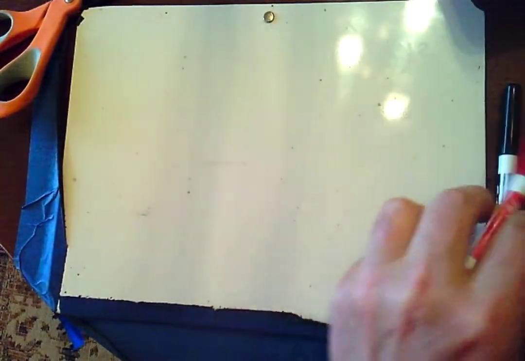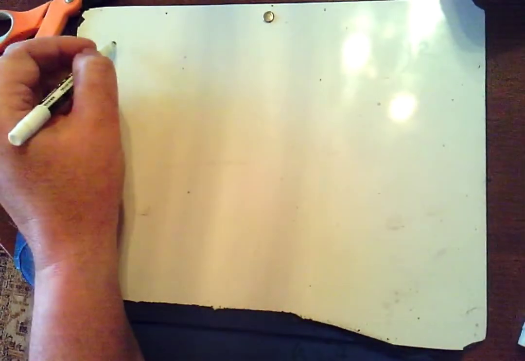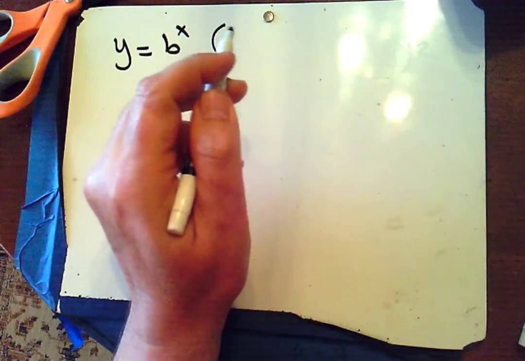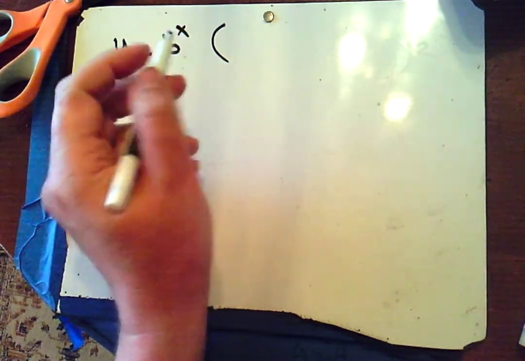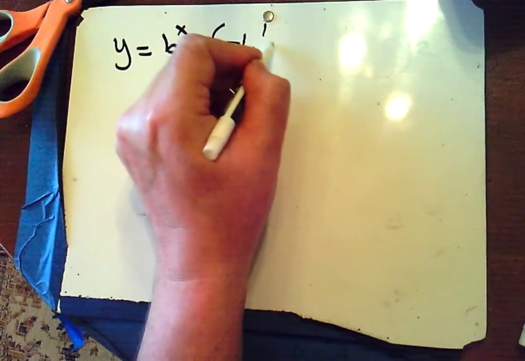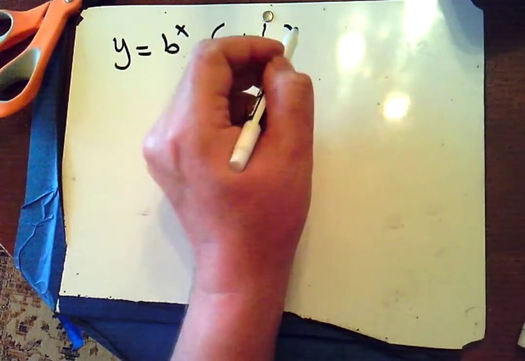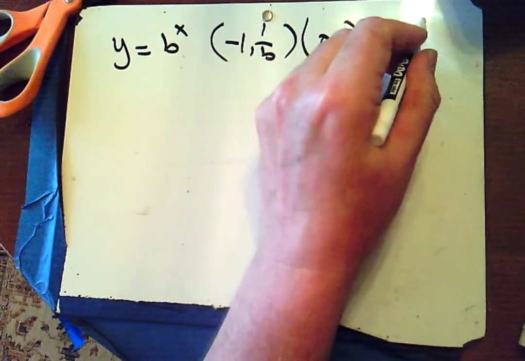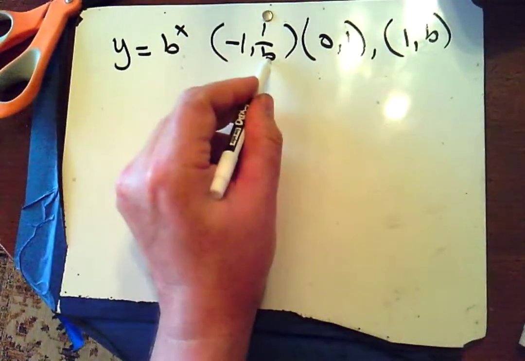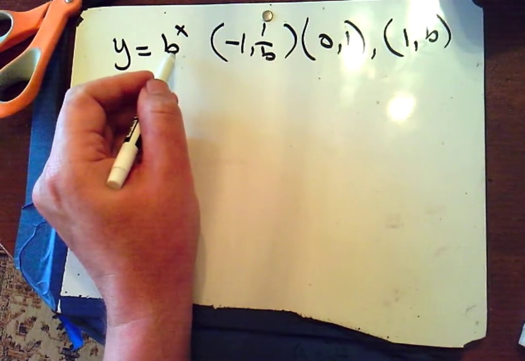Great. Now, let's talk about graphs. I remember that in our reference graph conversation we had y equals b to the x. And remember those reference points were -1, 1 over b, 0, 1, and 1, b. And that b is our exponential base.